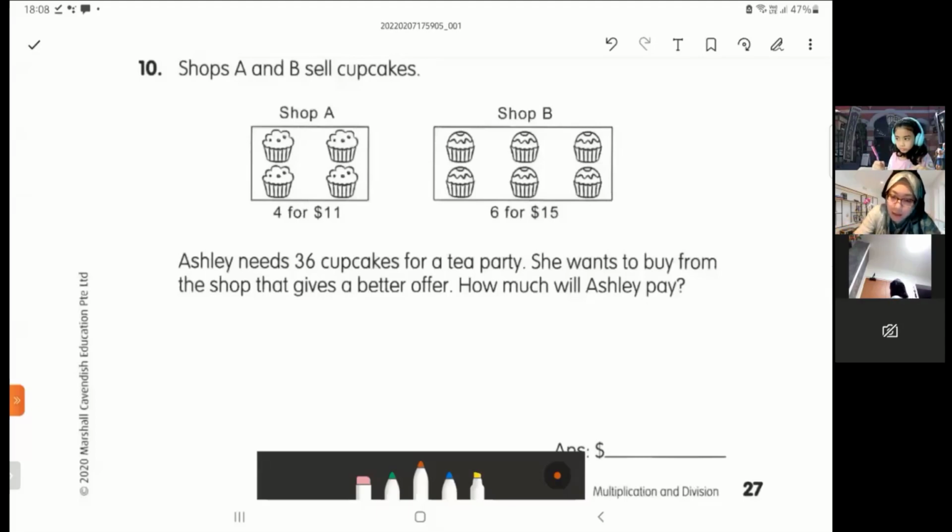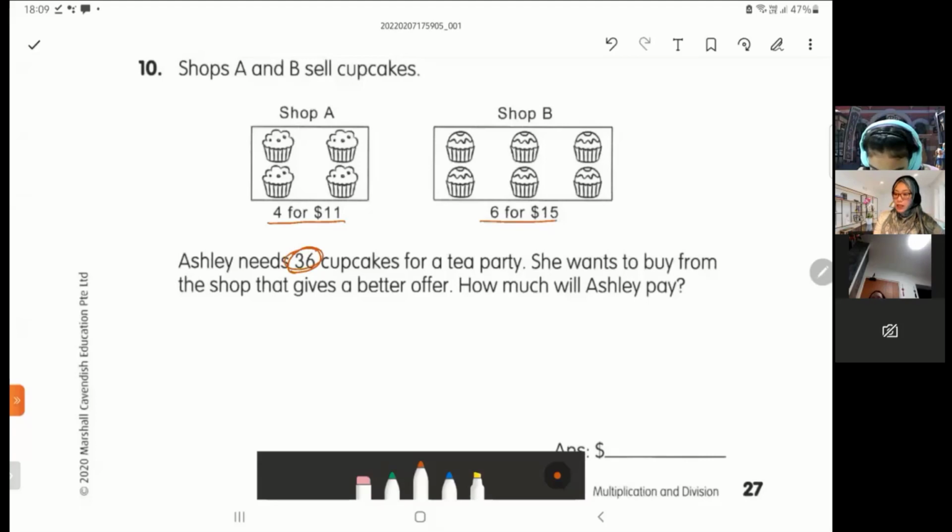Shop A and B sell cupcakes. Ashley needs 36 cupcakes for a tea party. She wants to buy from the shop that gives a better offer. How much will Ashley pay? So for shop A, it's selling 4 cupcakes for $11. Shop B, 6 cupcakes for $15.